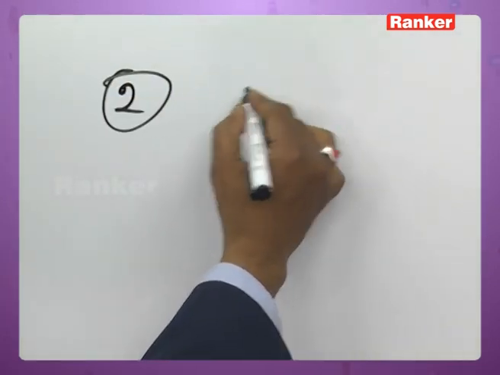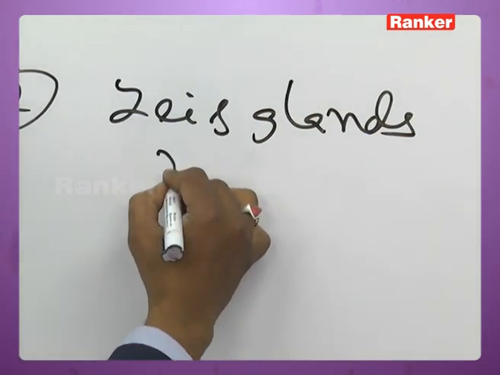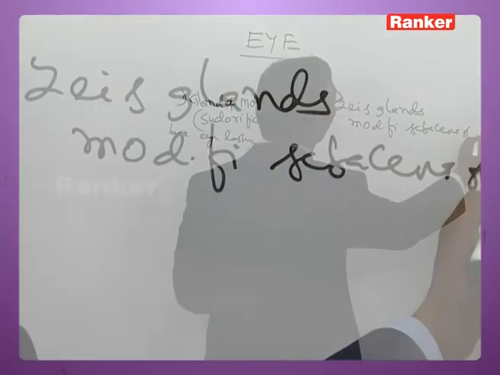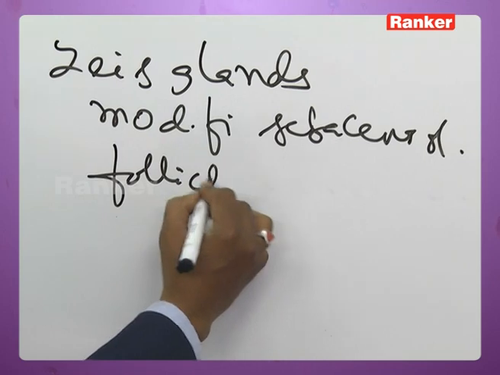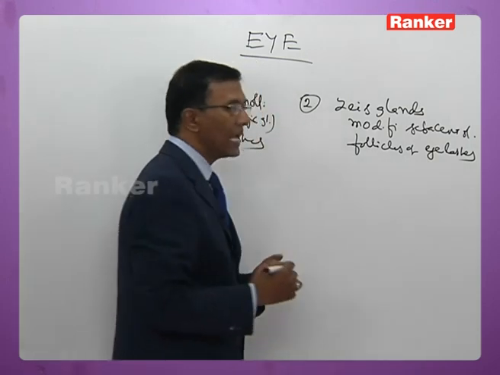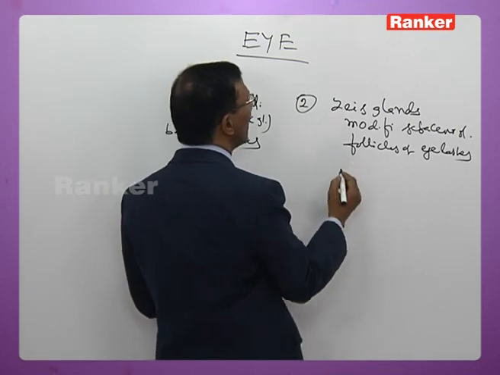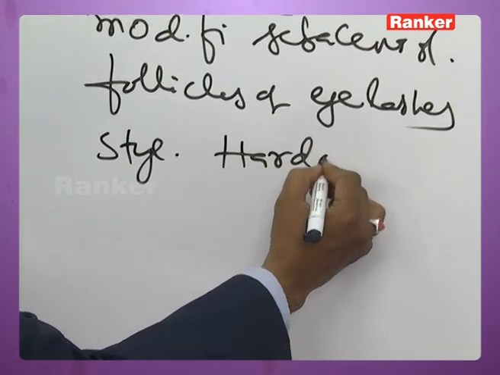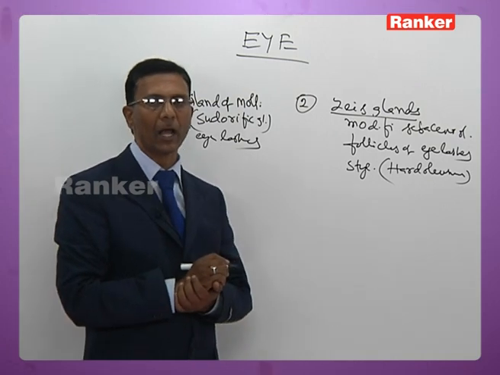Next, number 2, you have the glands of Zeis. Glands of Zeis are modified sebaceous glands. They are present in the follicles of the eyelashes, and their secretion is also responsible for the lubrication of the eyelashes. Infection of the gland of Zeis results in stye or hordeolum.